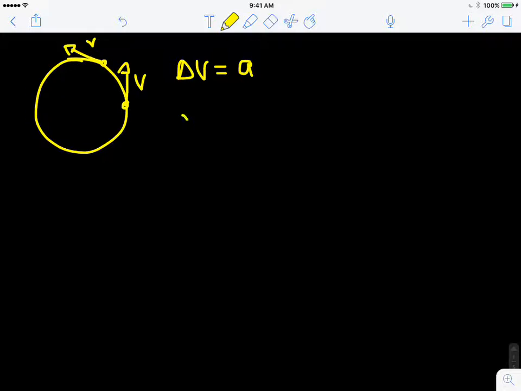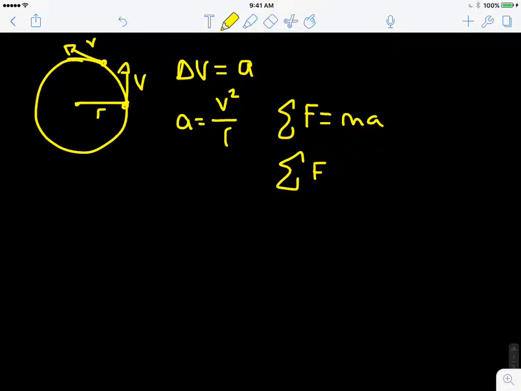And we went through this in class, but it turns out that the acceleration is equal to the velocity squared divided by the radius of that circle. Okay, so since we know F net equals ma, so your sum of your forces equals ma, then what we can say for circular motion is the sum of the forces is equal to mv squared over r. And whenever you're dealing with circular motion problems, you are going to be basically setting up your F equals ma for the circle.